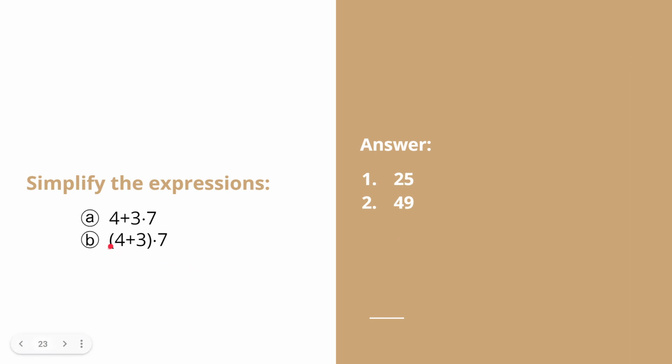For the second one, we do the parentheses first. So 4 plus 3 equals 7. 7 times 7 is 49. And the first one I've said before, you do the multiplication first. So 3 times 7 is 21. 21 plus 4 is 25.